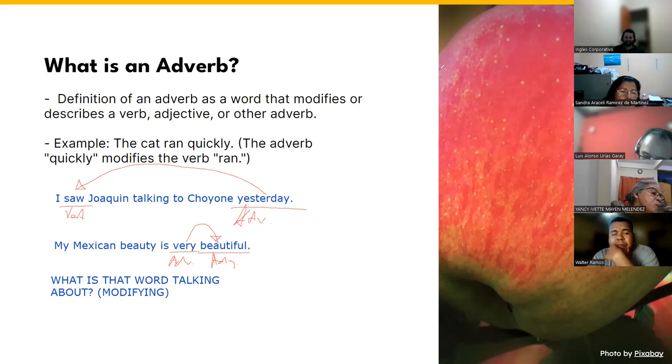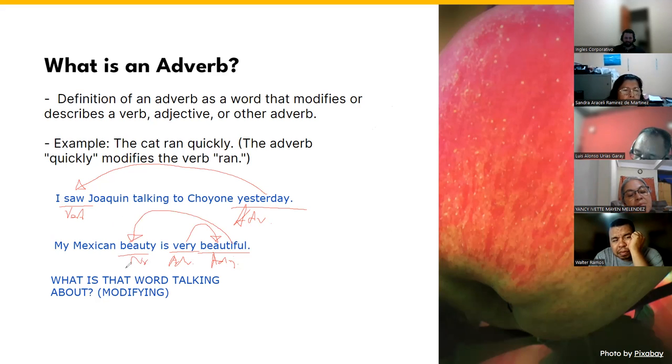Exactly. Very good. Guys, you are very smart. Really good job. You have done your homework. Applause for both of you. Both of them are adverbs then? I'm sorry, what? Very and beautiful are adverbs? No, very is an adverb. Beautiful is an adjective. Because very is modifying beautiful, and beautiful is modifying my Mexican beauty, or in this case, beauty, because beauty here is a noun, right?